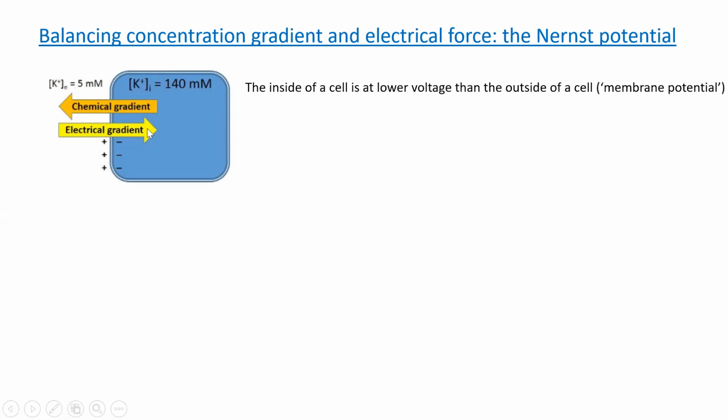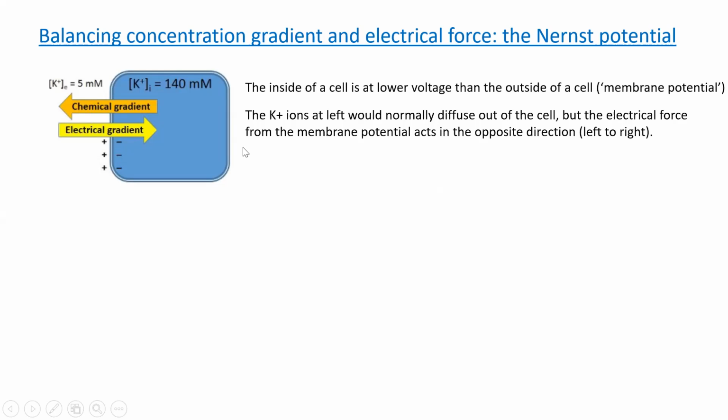But for reasons we'll eventually understand, the inside of a cell is typically at a lower voltage than the outside of a cell. And this is called the membrane potential. You can see that indicated by these pluses and minuses here. There's a minus inside the cell, which indicates that the membrane potential would be negative. The potential inside minus the potential outside would be negative.